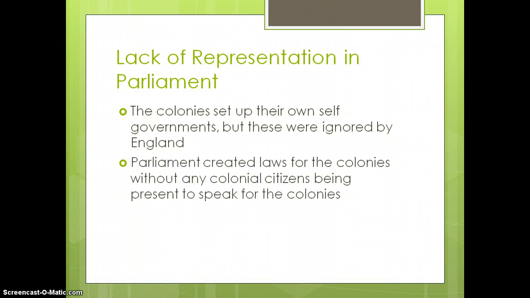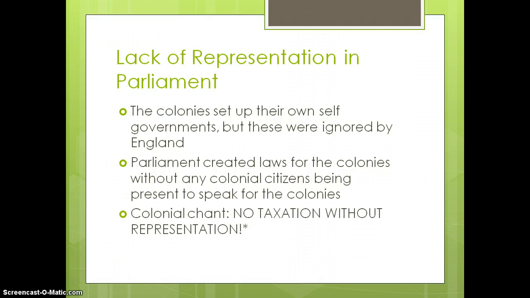And so Parliament ends up creating laws for the colonies because they think these laws will be the best for the colonies. But the problem is they create these laws without any colonial citizens being present to speak on behalf of the colonies. And so that's a problem. There becomes a chant and a slogan and a motto in the colonies that says no taxation without representation, because representation in Parliament is very important for the colonies.